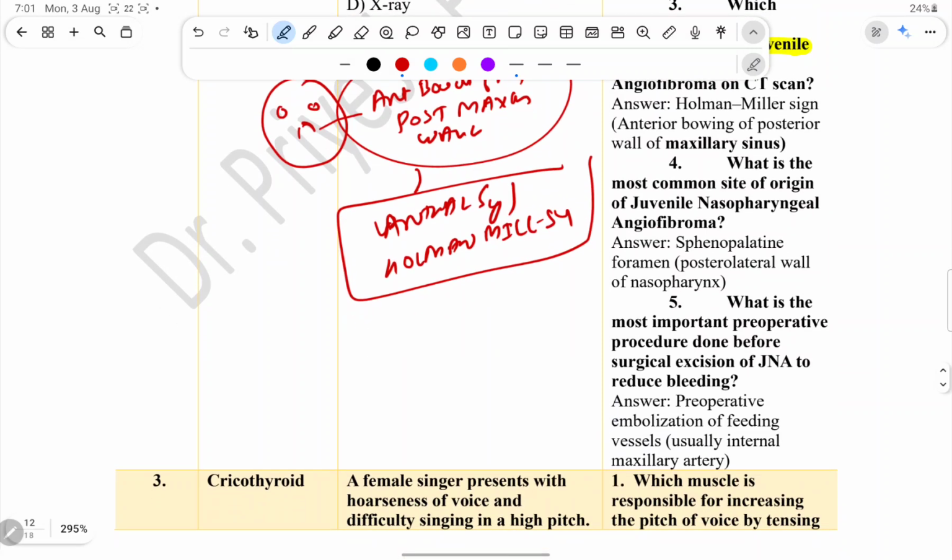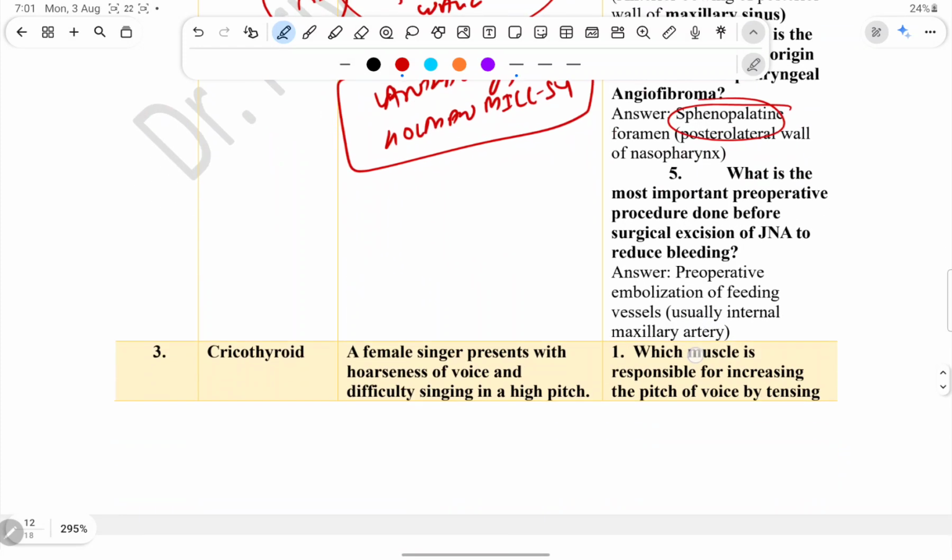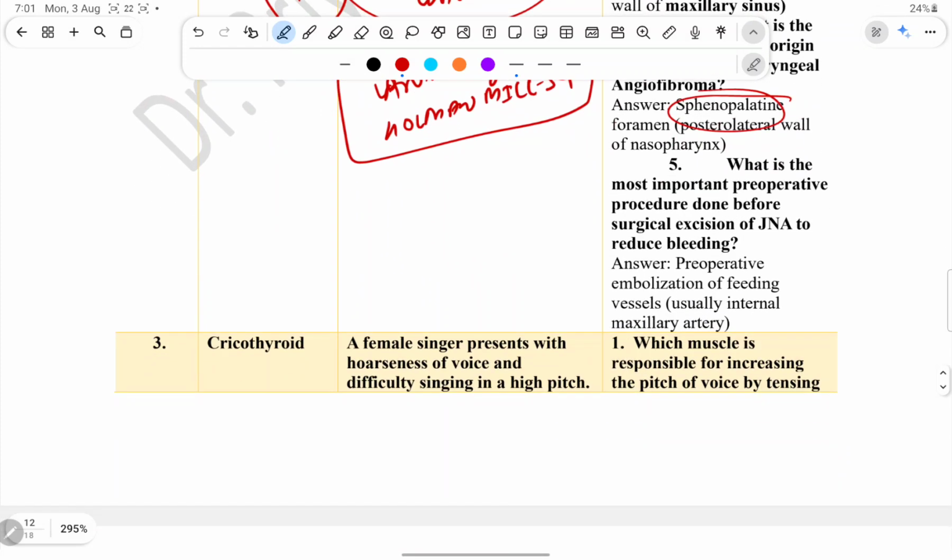What is the common site of origin of juvenile nasopharyngeal angiofibroma? Sphenopalatine foramen. We have read it before. What is the most important pre-operative procedure done before JNA surgery? First we will do embolization because it carries a risk of bleeding. Then we will conduct biopsy.